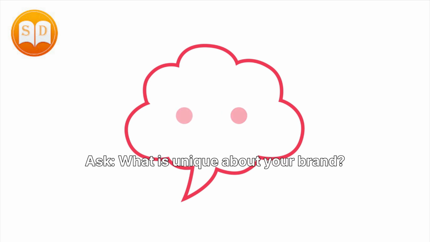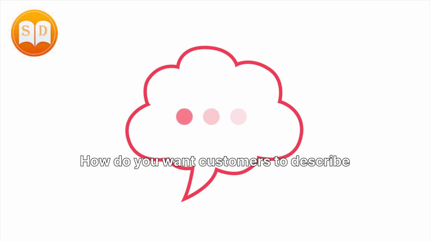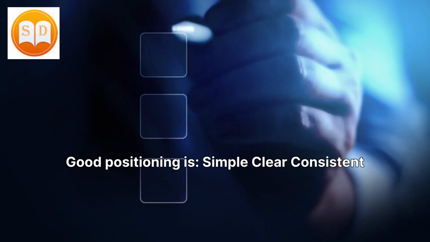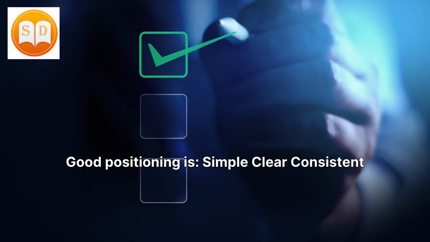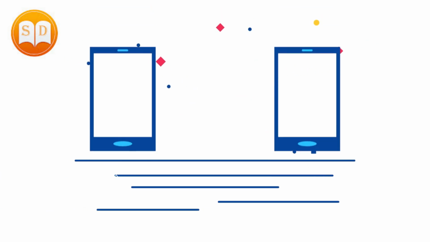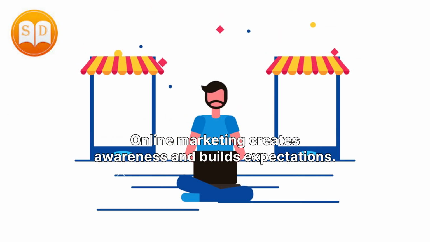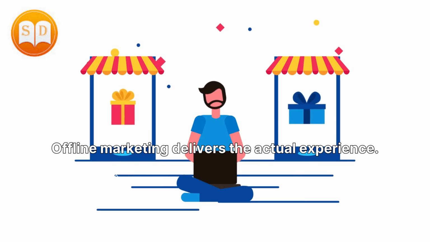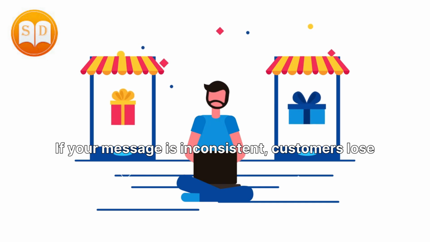Ask, what is unique about your brand? How do you want customers to describe you? Good positioning is simple, clear, consistent. Your online promise must match the offline experience. Online marketing creates awareness and builds expectations. Offline marketing delivers the actual experience. If your message is inconsistent, customers lose trust.